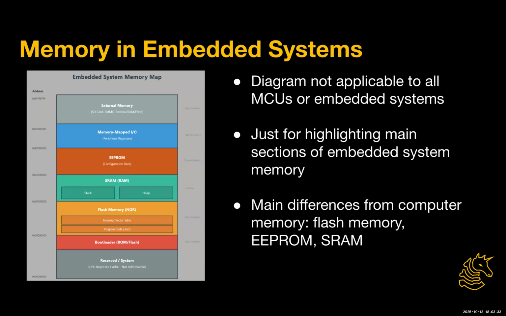So we'll just be going over the general layout of memory for embedded systems. You can refer to this diagram to know the different sections of memory that we have. Obviously, this diagram isn't comprehensive to all sorts of microcontrollers and embedded systems, but we just want to highlight the differences between embedded system memory and regular computer memory. The main differences are that our embedded system has flash memory, EEPROM, and SRAM.